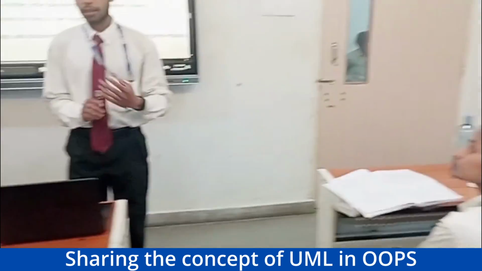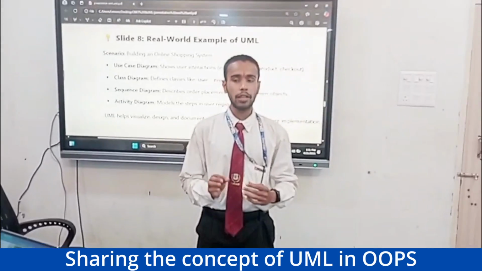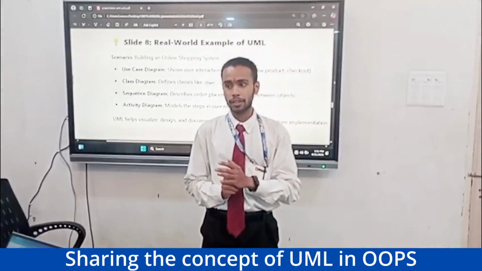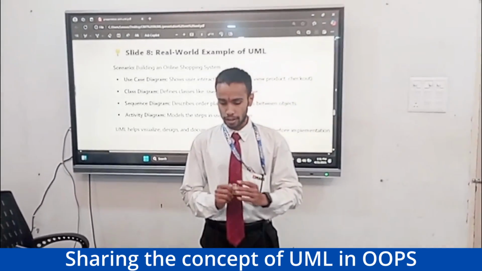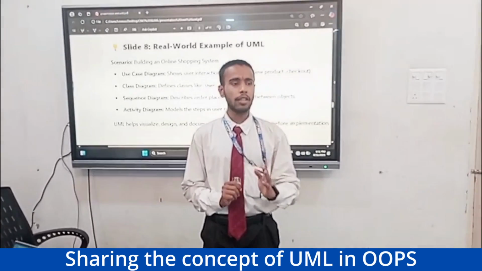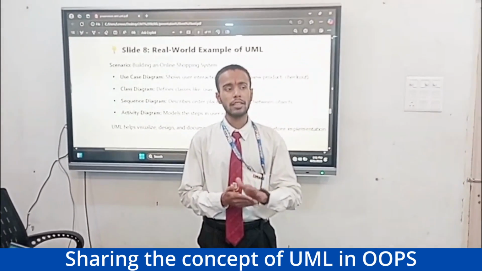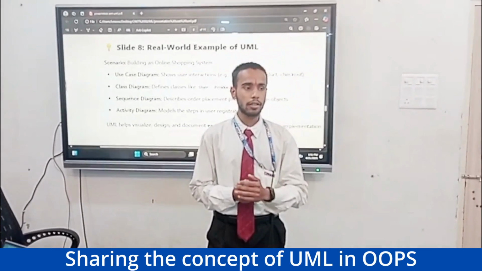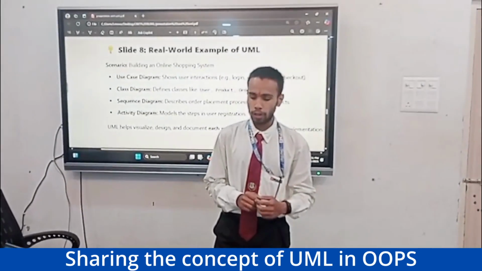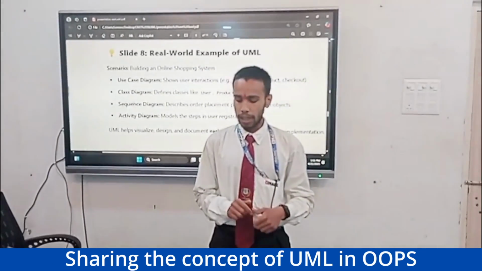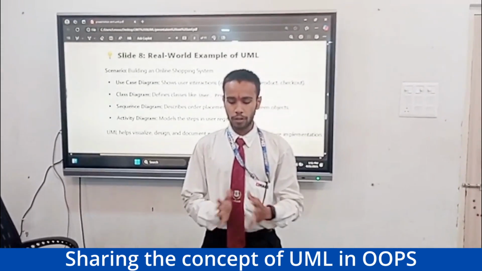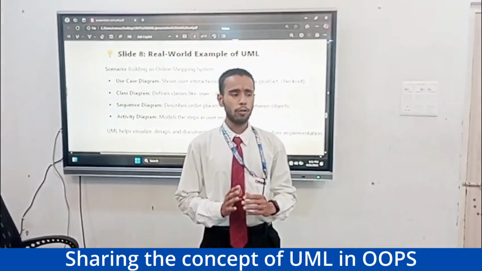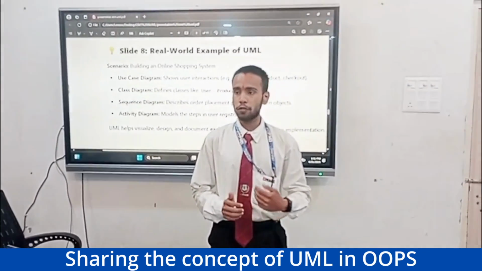Then there is the sequence diagram. The sequence diagram is utilized when the sequence of interactions is being demonstrated. Like first a person is going to select the product, then he will place the order. If he is not satisfied, then he will refund that order. Then there is the activity diagram. It will depict the steps in which a user can register himself to the application.